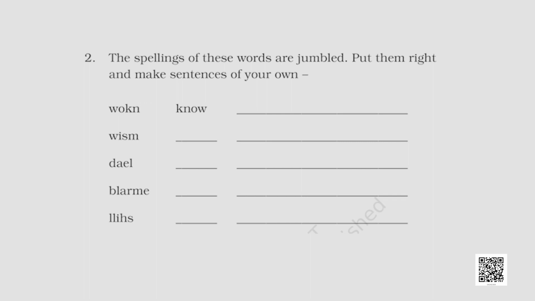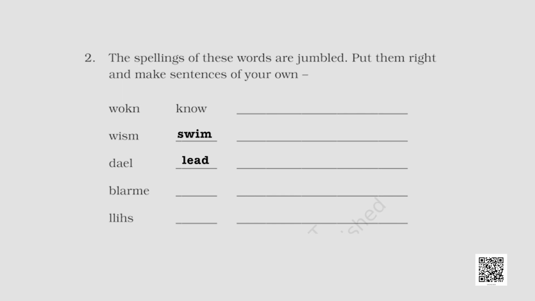The spellings of these words are jumbled. Put them in the right order and try to get the word which are there in the poem. The first one is done for you. Let us look at the second one. W-I-S-M. Can you put that straight? Yes, it is the word swim. The next one, try it.